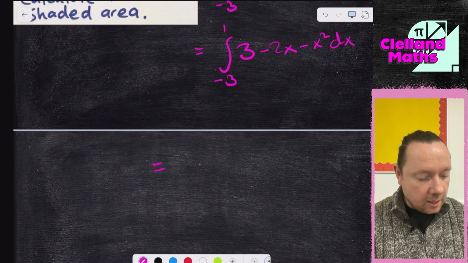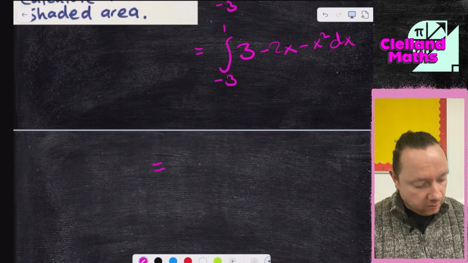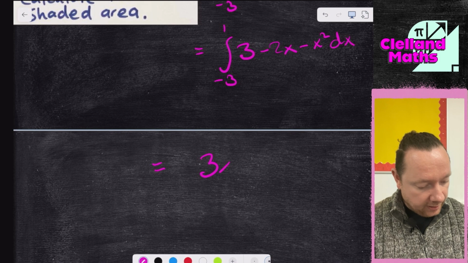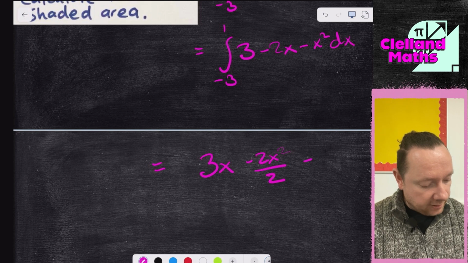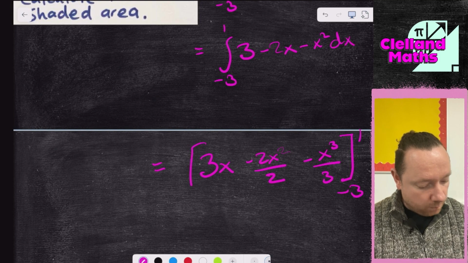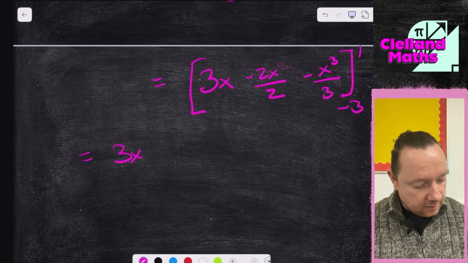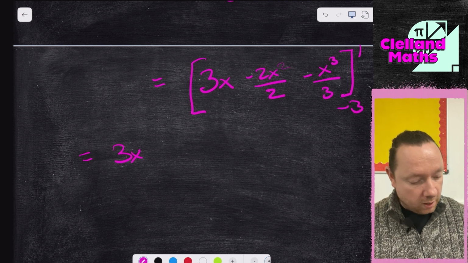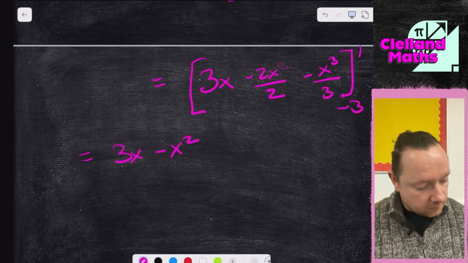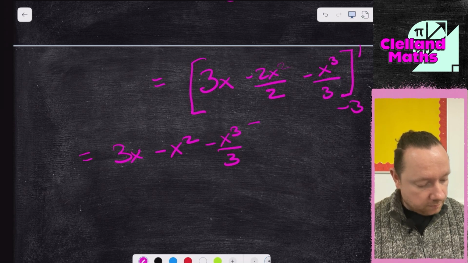So integration, add 1 to the power divided by the new power. Numbers just get an x, so I've got 3x minus 2x squared over 2 minus x cubed over 3, and I have to do that between minus 3 and 1, which means I need to sub them in. I'll simplify it first. 3x minus 2 divided by 2 is just 1, so minus x squared, and then minus x cubed over 3, or minus a third x cubed.